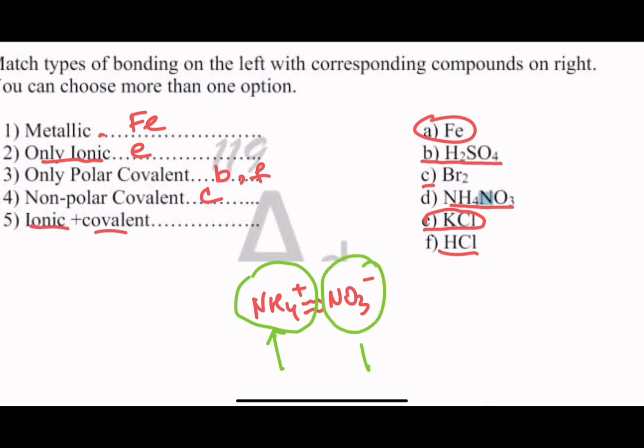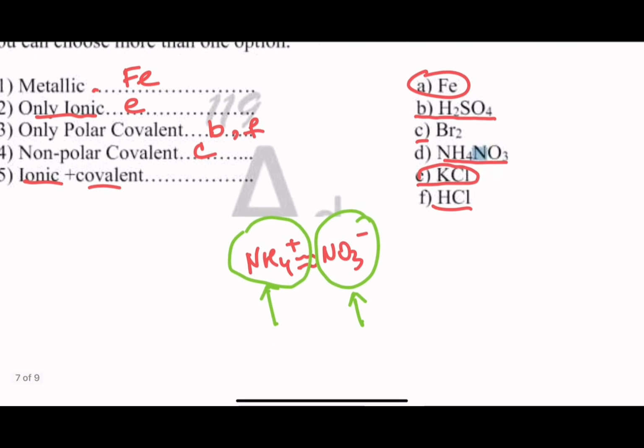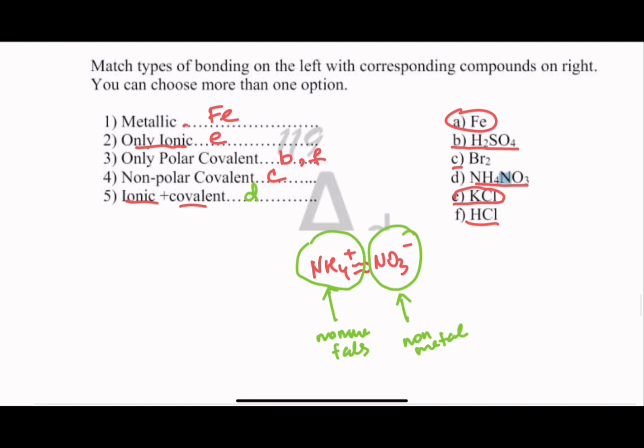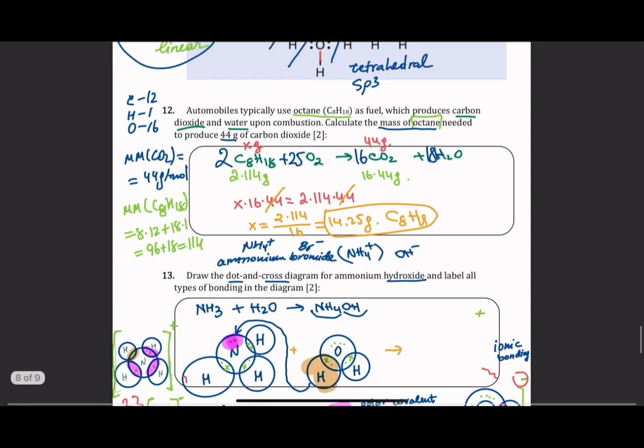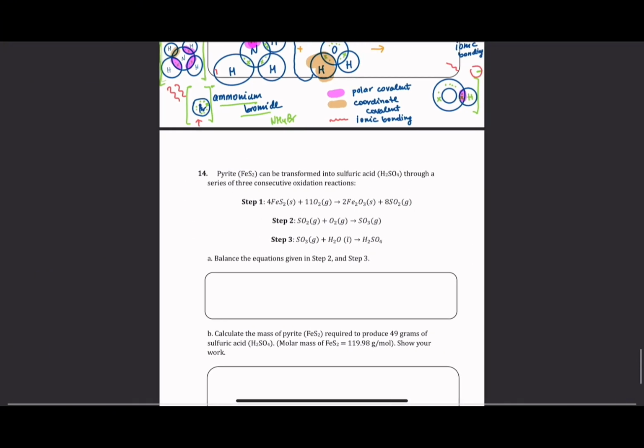But inside here, we know that it has polar covalent and coordinate covalent. Also, this one has inside polar covalent, because they are non-metals, right? This is made from non-metals, and this is also made from non-metals. Now that's why this is gonna be D. Okay, so now we're gonna do question 14, and we're gonna wrap this up.